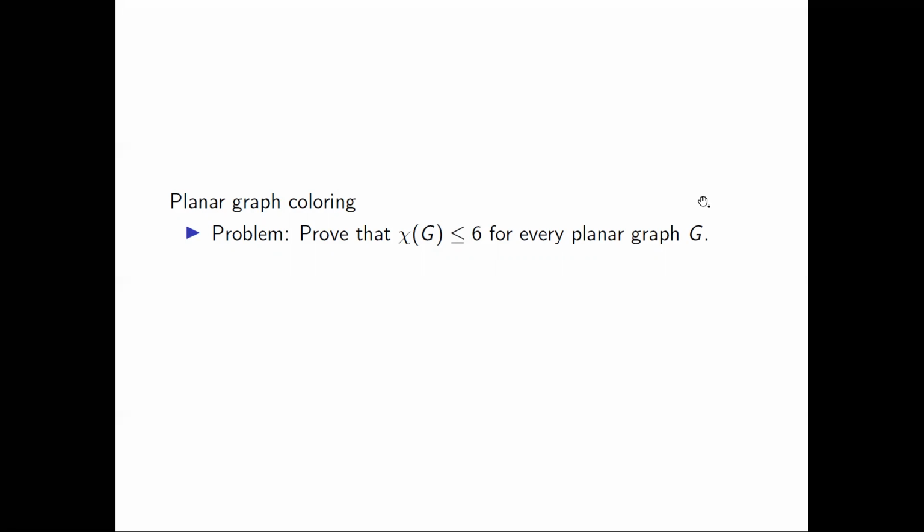And this is not the best known upper bound on the chromatic number of planar graphs, but we'll talk more in class about what is known about that. For this problem, this is intended to just be a simple problem to think about, and you can solve this pretty easily using things that we already know about planar graphs from the earlier video.